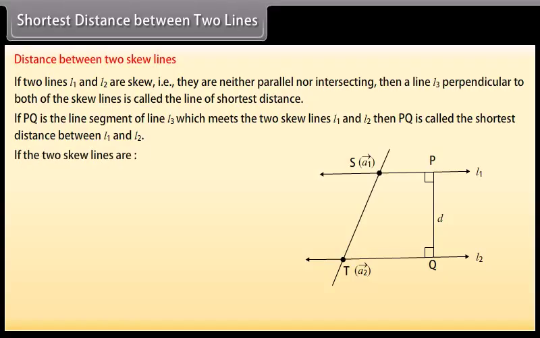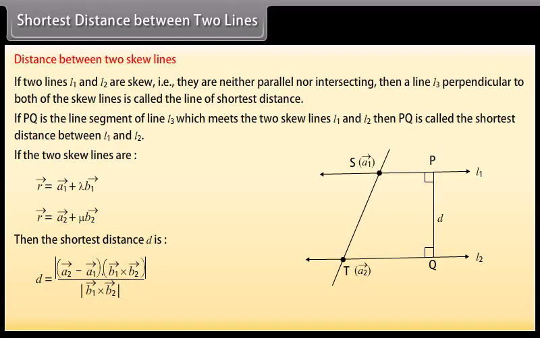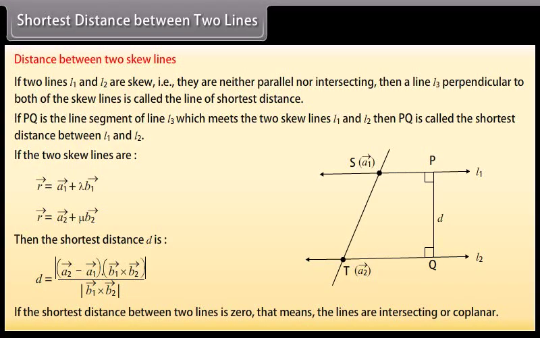If the two skew lines are vector r equals vector a1 plus lambda vector b1, vector r equals vector a2 plus mu vector b2, then the shortest distance d is d equals modulus of dot product of vector a2 minus vector a1 and cross product of vector b1 and vector b2 divided by modulus of cross product of vector b1 and vector b2. If the shortest distance between two lines is 0, that means the lines are intersecting, that is, coplanar.